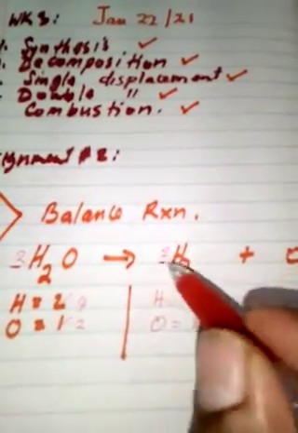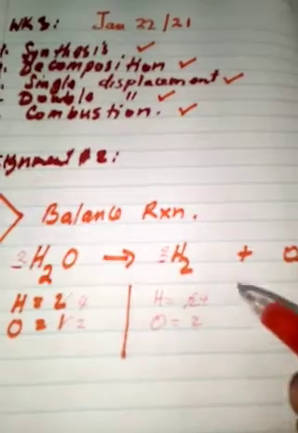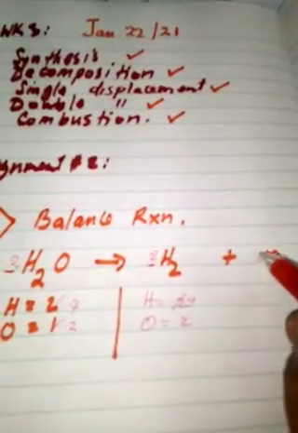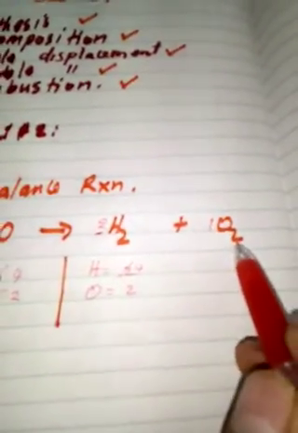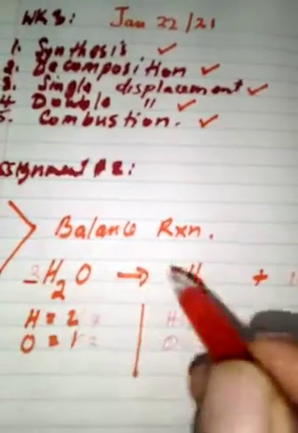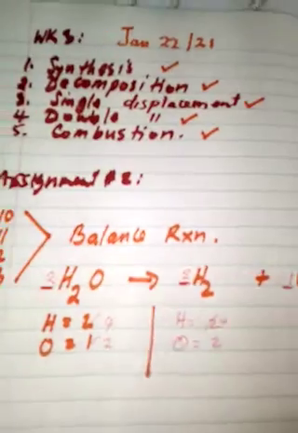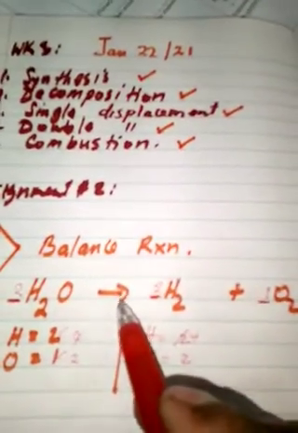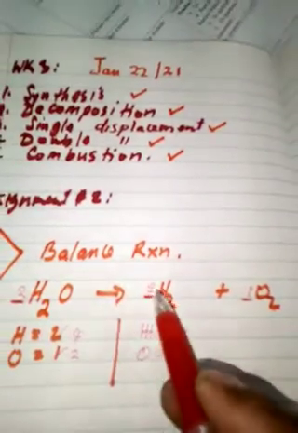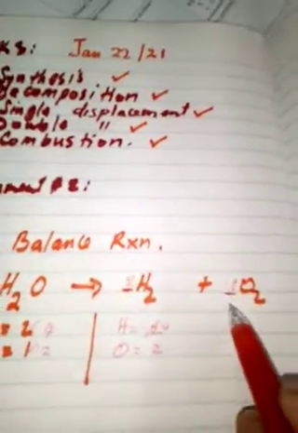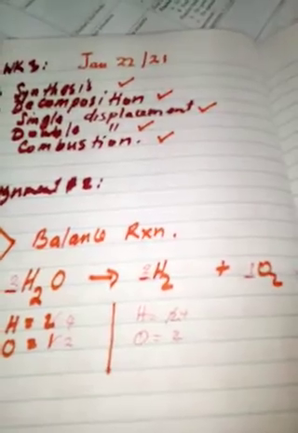What about on this side? You add 2 in front. 2 times 2, 4 hydrogen. And then you have 1 oxygen, 1 coefficient, 1 multiplied by 2 gives you 2. So this is a very important point. These are coefficients. This coefficient refers to the number of moles. So 2 moles of water molecule, when it dissociates or breaks down, will form 2 moles of hydrogen and 1 mole of oxygen. That's how you balance it.